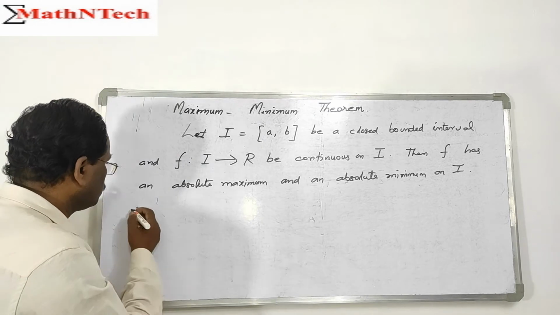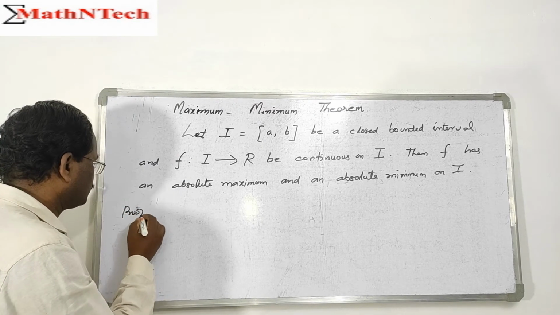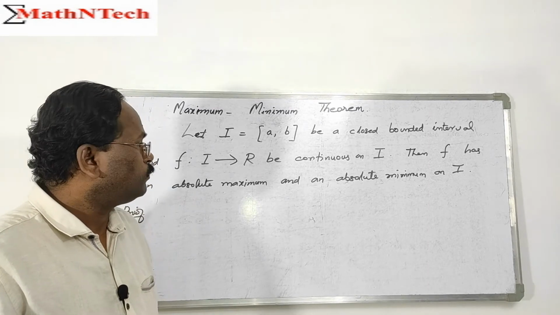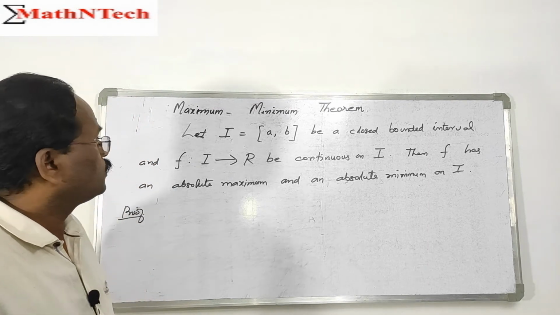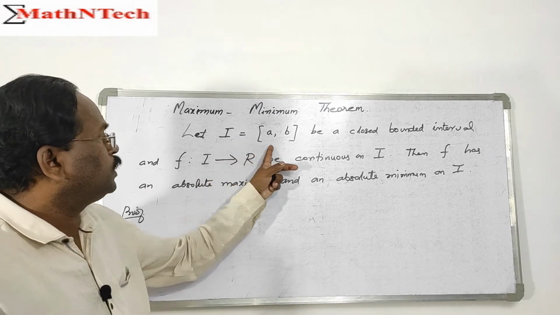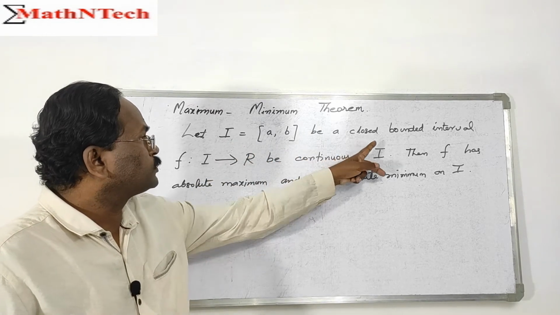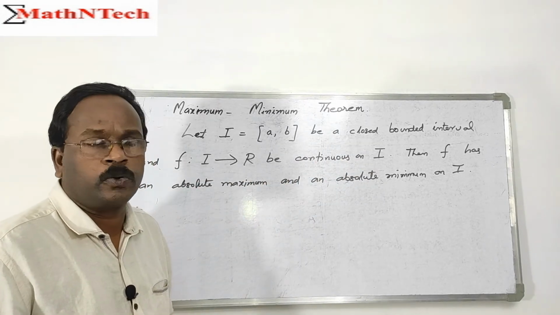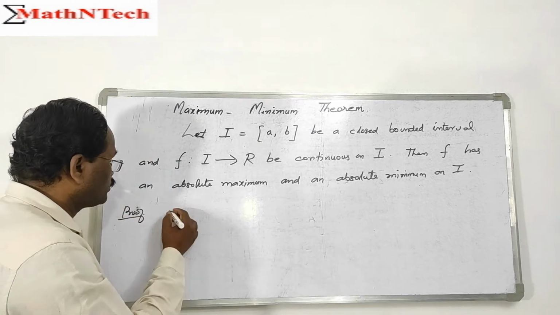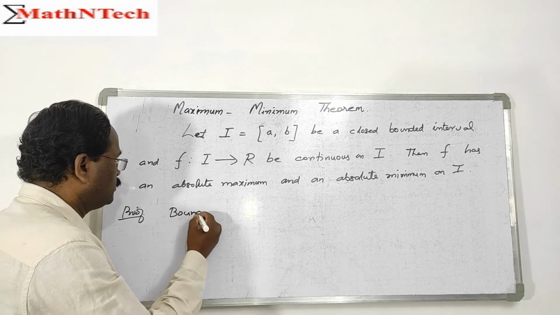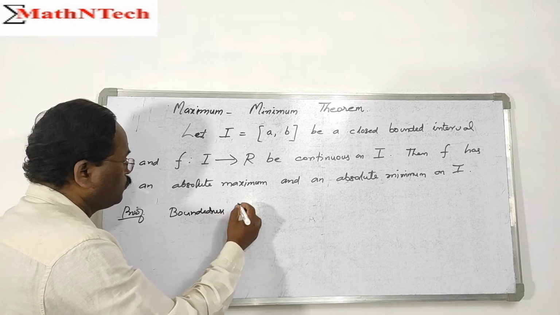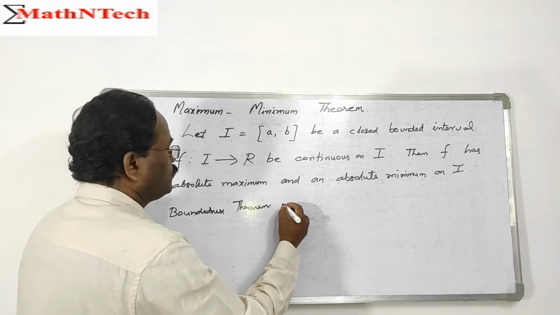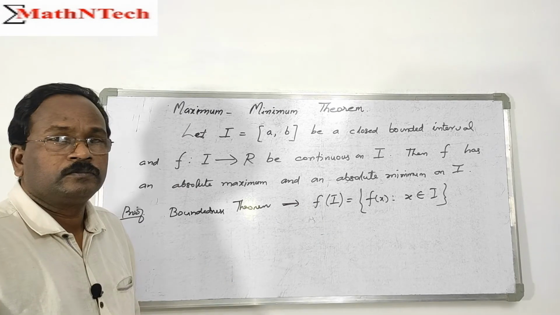Now the proof is similar to the boundedness theorem. Let I be a closed bounded interval and f from I to R be a continuous function on I. Then by the boundedness theorem, the previous theorem, it implies that f is bounded.